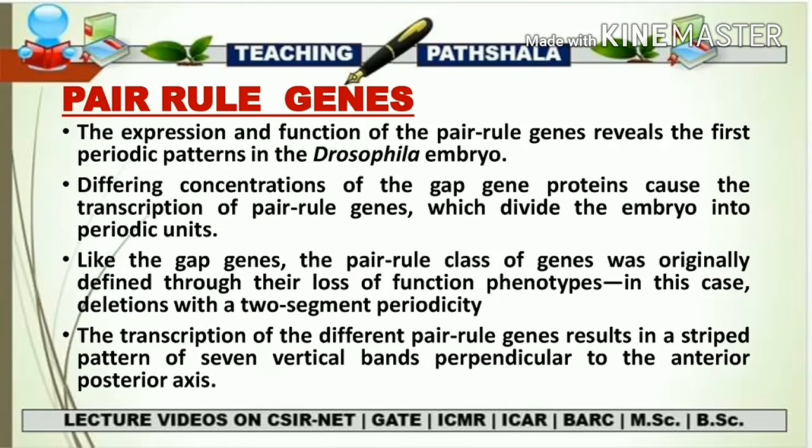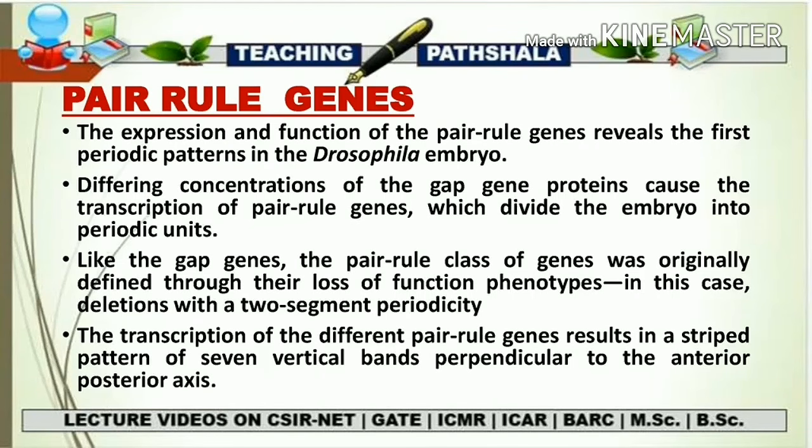The second point is that differing concentrations of the gap gene proteins cause the transcription of pair rule genes, which divide the embryo into periodic units. So the activation of gap gene proteins is very necessary for the activation of pair rule genes, and after their activation, they set their function according to the different pattern of the Drosophila embryo. In the third point, it has been mentioned that just like the other genes we have studied till now, this pair rule gene is also studied with the help of loss of function, and that loss of function affects the phenotype of Drosophila. Fine.